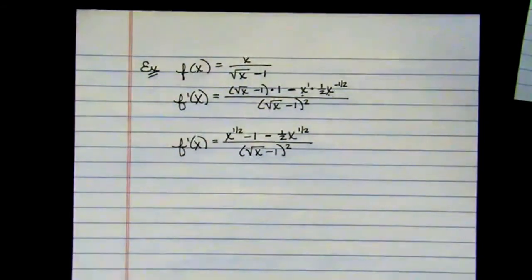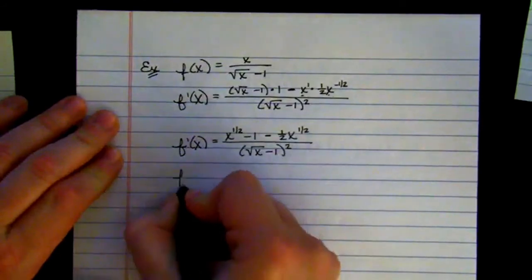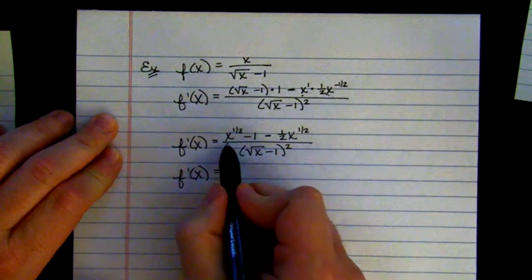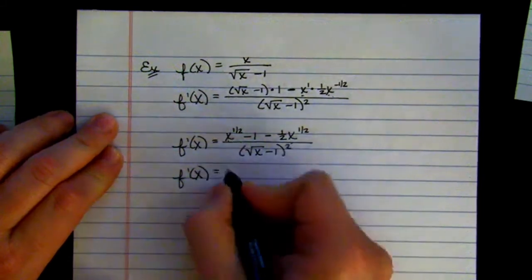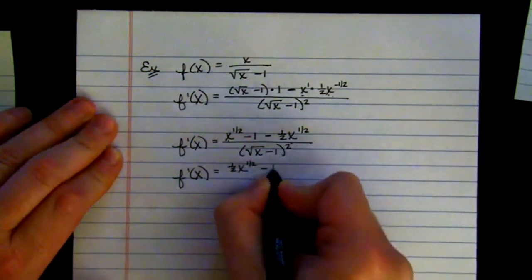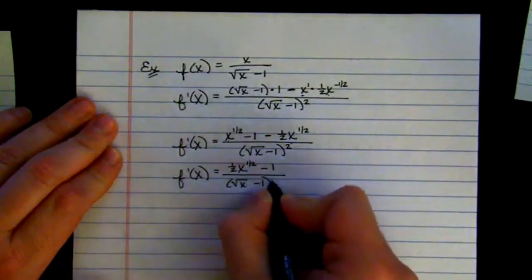You have some like terms that you can combine. You can combine these two to get, okay, let's see here. 1 x to the 1/2 minus 1/2 x to the 1/2. This is 2 halves minus 1/2. You're going to get 1/2 x to the 1/2 minus 1 over square root of x minus 1 squared.